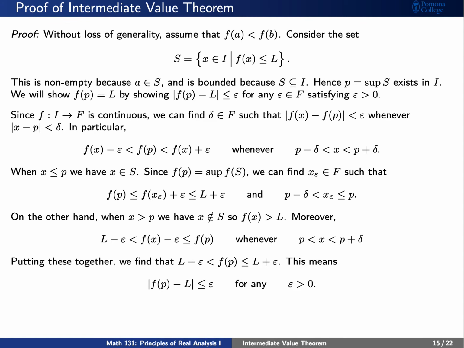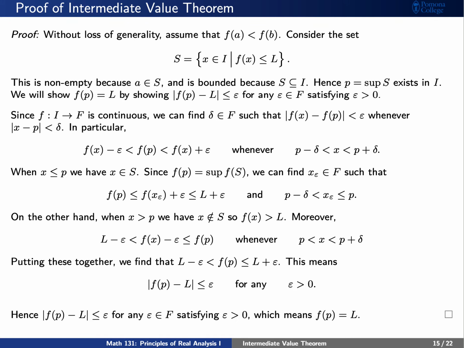But now let's put both of these together. We see now that L minus epsilon must be less than f of p. This is the latter equation we just worked out. And this must be less than or equal to L plus epsilon. This is the first equation we worked out when x is less than or equal to p. So indeed, in absolute value, f of p minus L is less than epsilon for any given epsilon, showing that f of p must indeed be L.